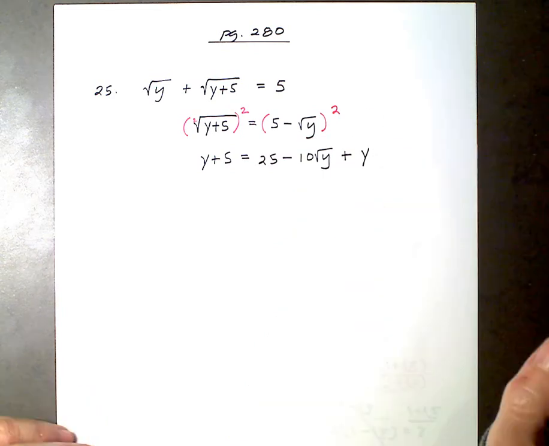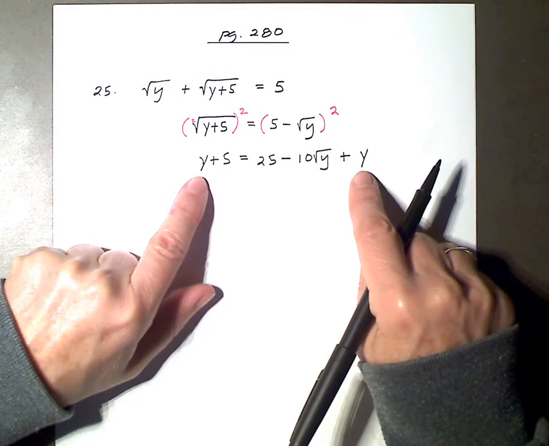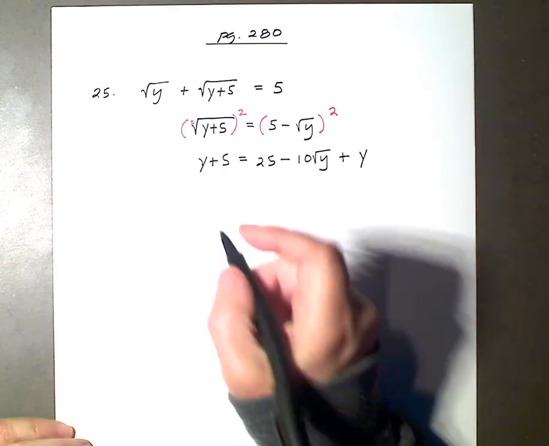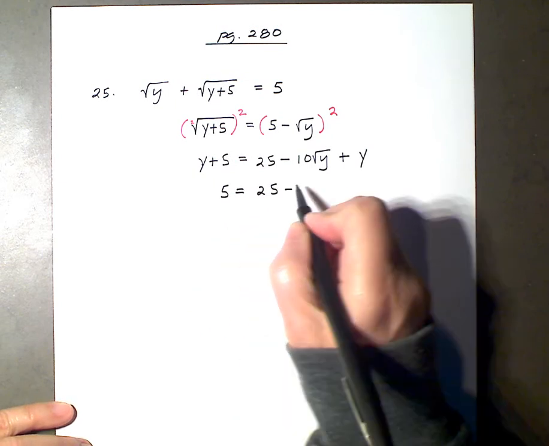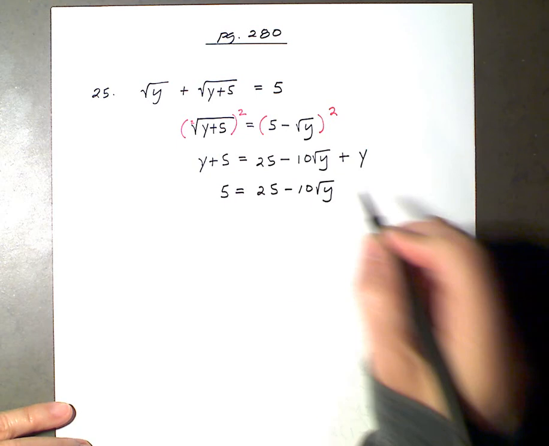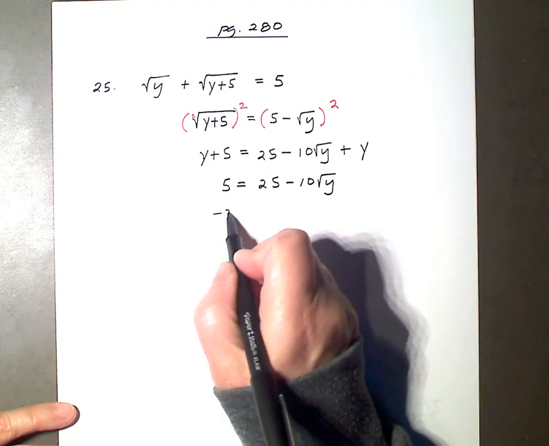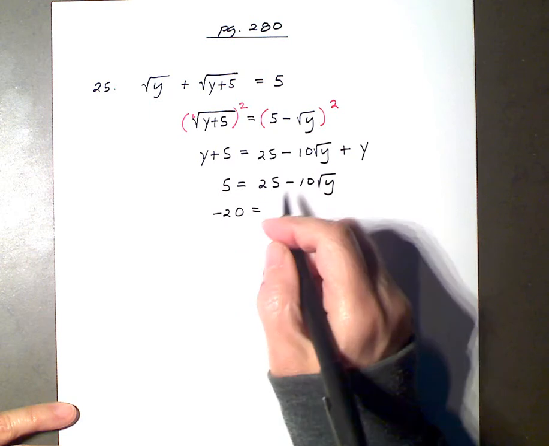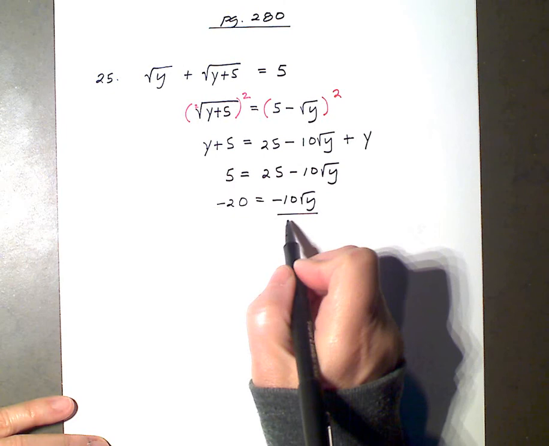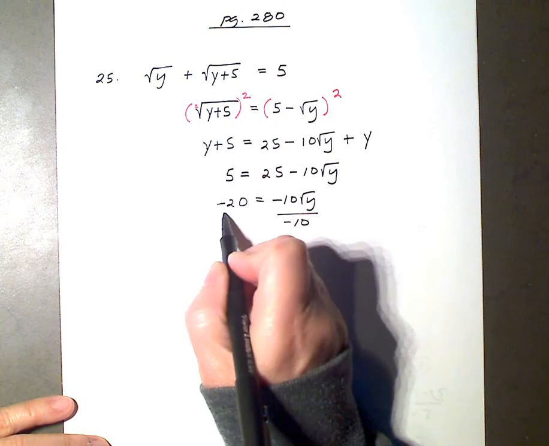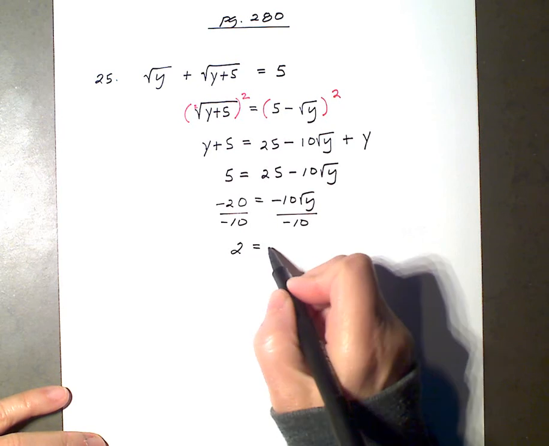Okay, so starting to clean this up and simplify, I have a 1y on both sides, so I'm going to subtract y from both sides, and then I have 5 equals 25 minus 10 root y. So now I'm going to subtract 25 from both sides. Now I'll have a negative 20 on the left equals negative 10 times the square root of y. And then I can divide both sides by negative 10, and I'll have 2 equals the square root of y.